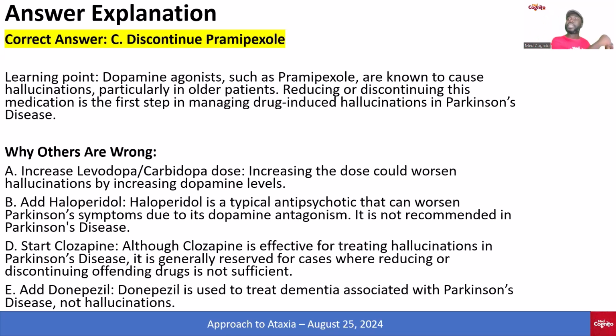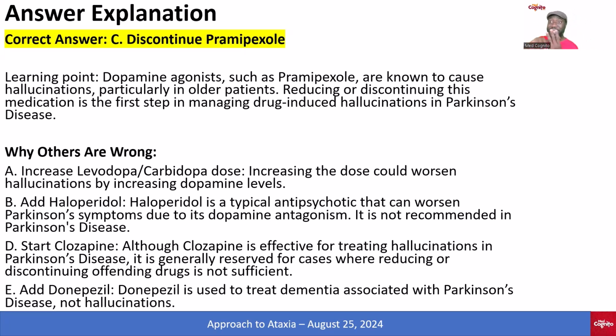will introduce medication B. So here, we know that carbidopa, levodopa can cause hallucinations. We've learned that pramipexole can also cause hallucinations. But we've not stopped pramipexole. We've not decreased the dose of levodopa, carbidopa, but we are introducing clozapine.